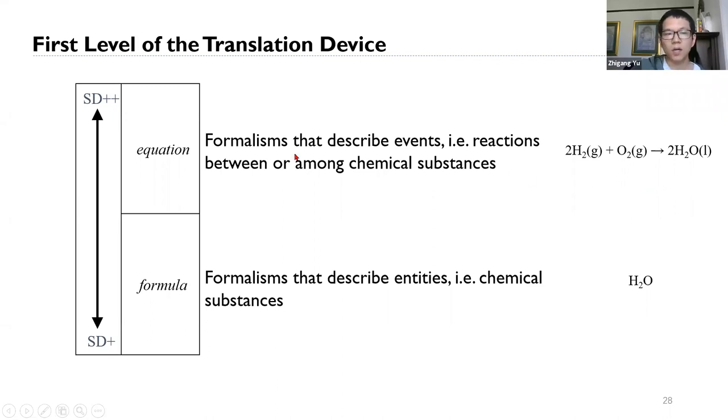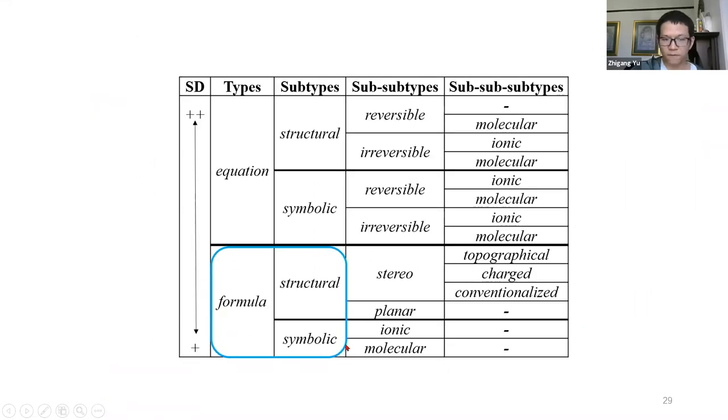The reason why equation has stronger semantic density than formula is primarily that the entity becomes part of the event. So it has added more meaning. So equation is placed above formula in the SD strength. I would like to focus on formula first, this bottom half, and you can see how it goes.